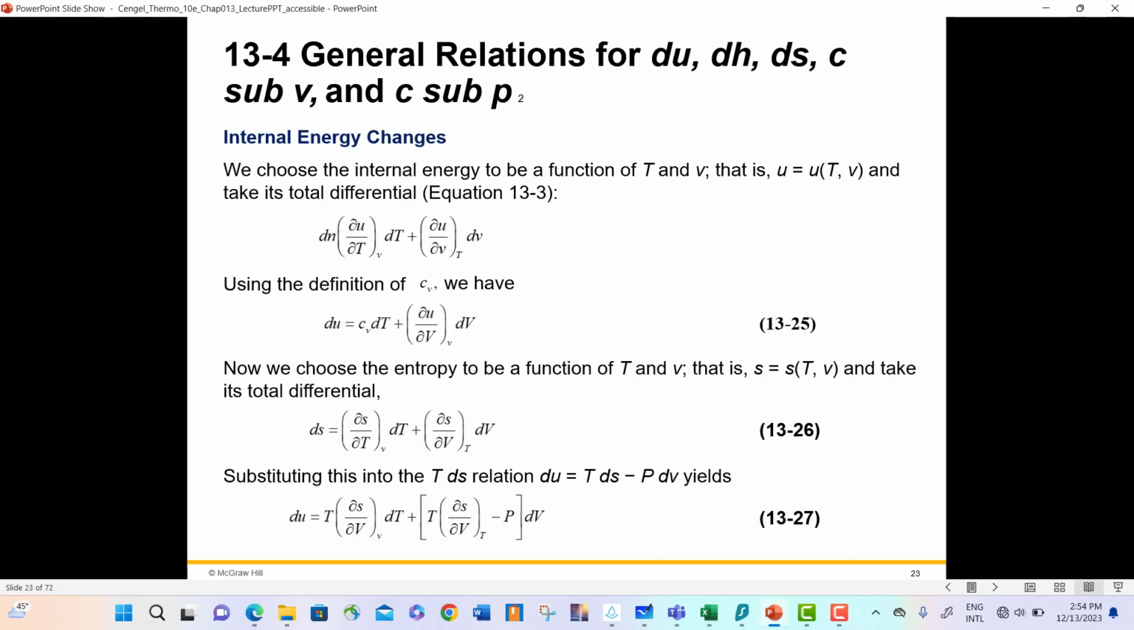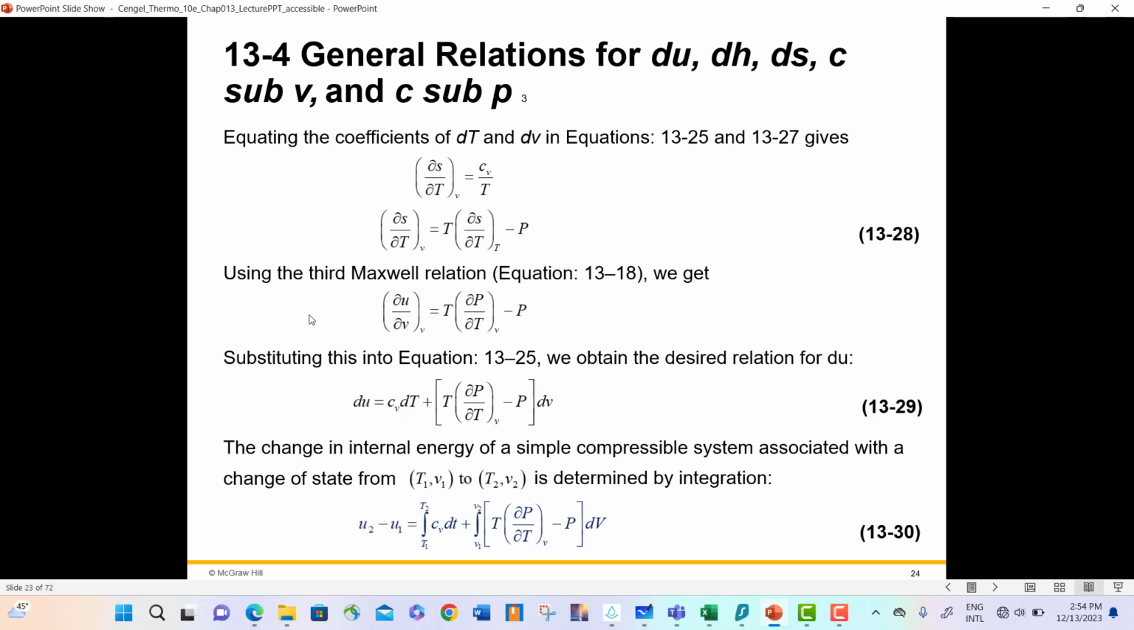So here's information for internal energy changes, and we have that definition here, this formula here.